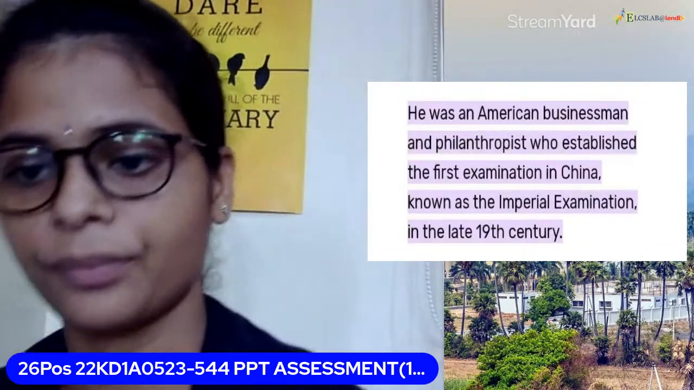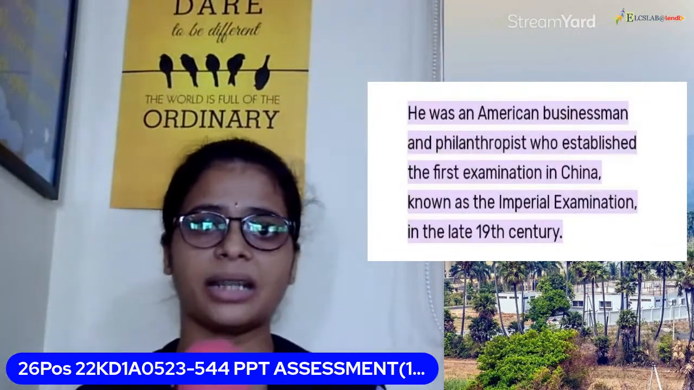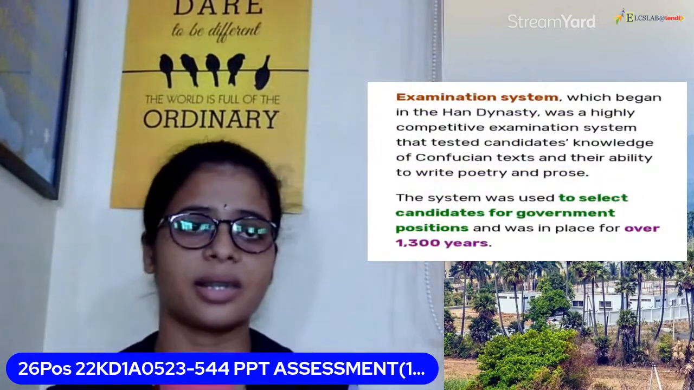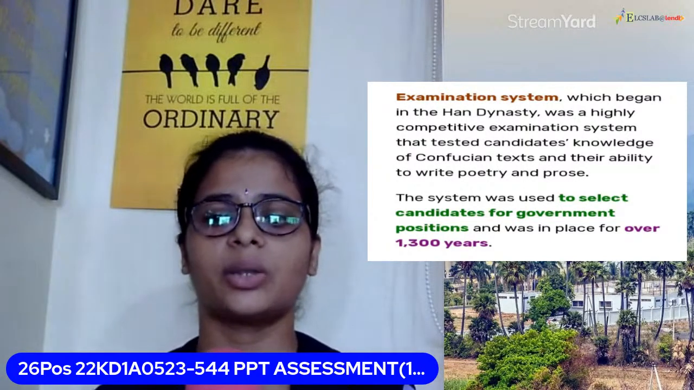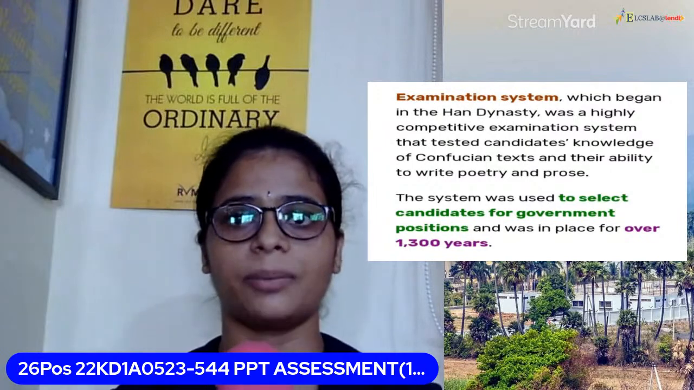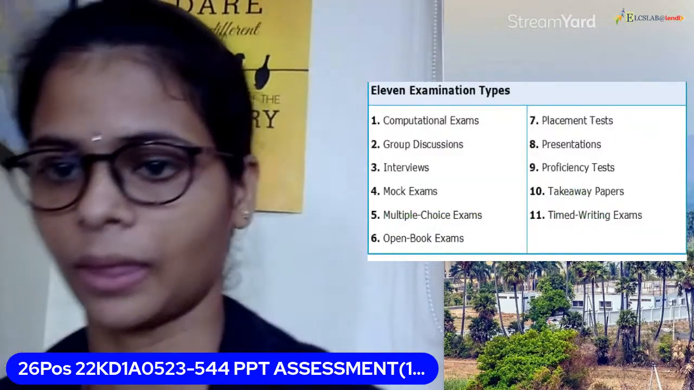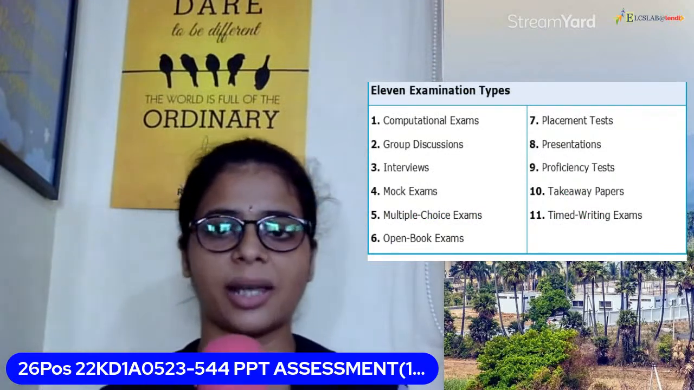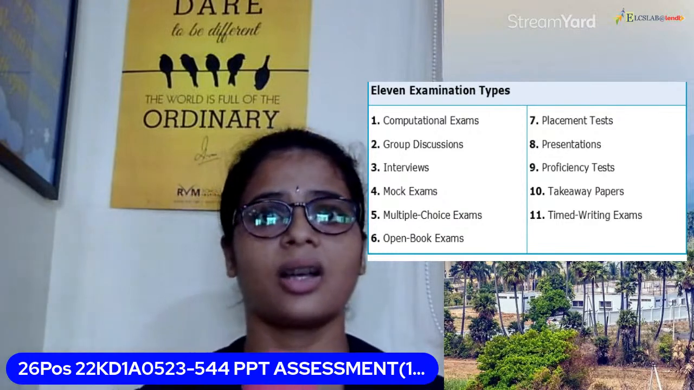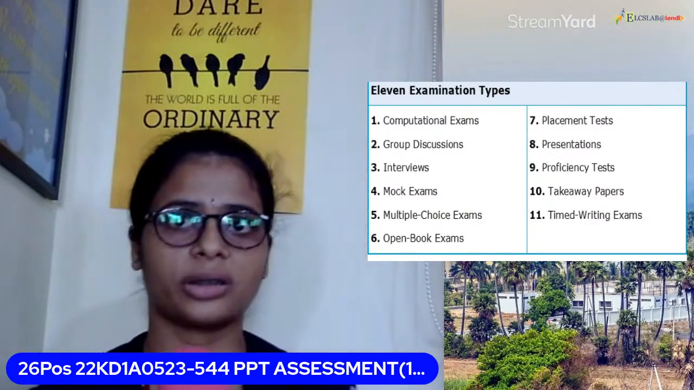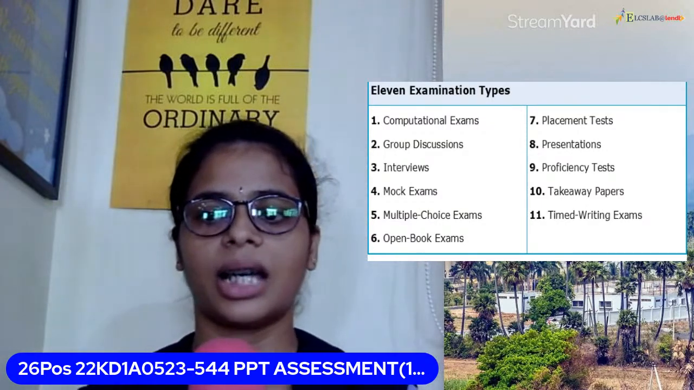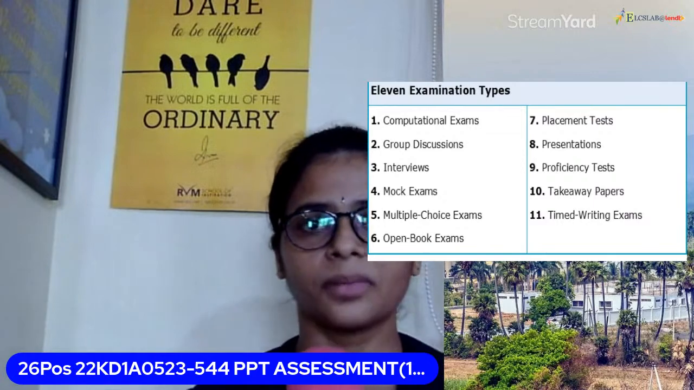He was an American businessman and philanthropist. The examination system was begun in the Han Dynasty. It was used for competitive exams like poetry and prose. And there are 11 types of examination systems: computational exams, group discussions, multiple choice questions, mock tests, interviews, placement tests, proficiency tests, takeaway papers, and open book tests.